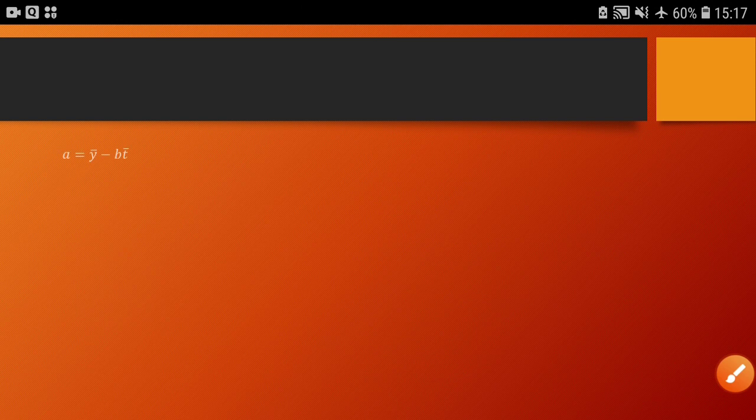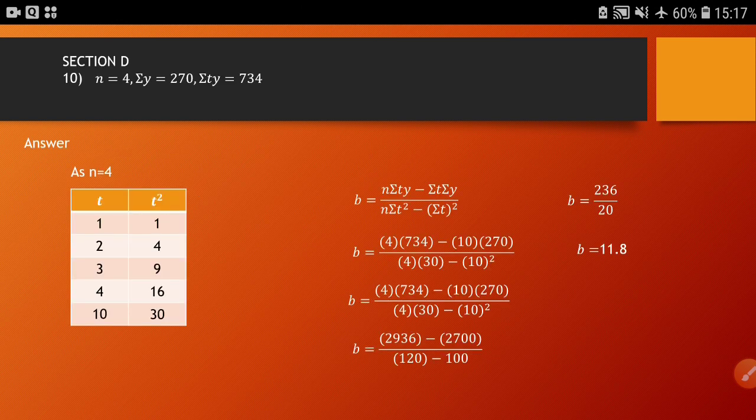Now we will find the A. A is y bar minus b t bar. So where is y bar and t bar? Yes, you can find it yourself, y bar and t bar. Yes or no?